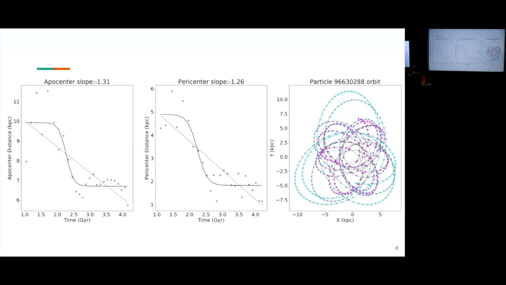What can we actually get at here? This is an actual example I found using this approach. It's a beautiful example because they have really similar slopes in pericenter and apocenter, and we have a pretty good sigmoid fit. On the right, you can see the actual orbit of the star in the XY plane over time, where blue is earlier times and pink is later times. And you see that the star does move in.